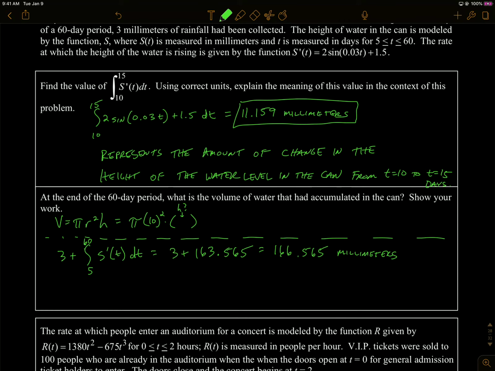So then we plug that number in. I need bigger parentheses here. 166.565. We do that out, and we get 52,327.9 millimeters cubed. That's the volume.